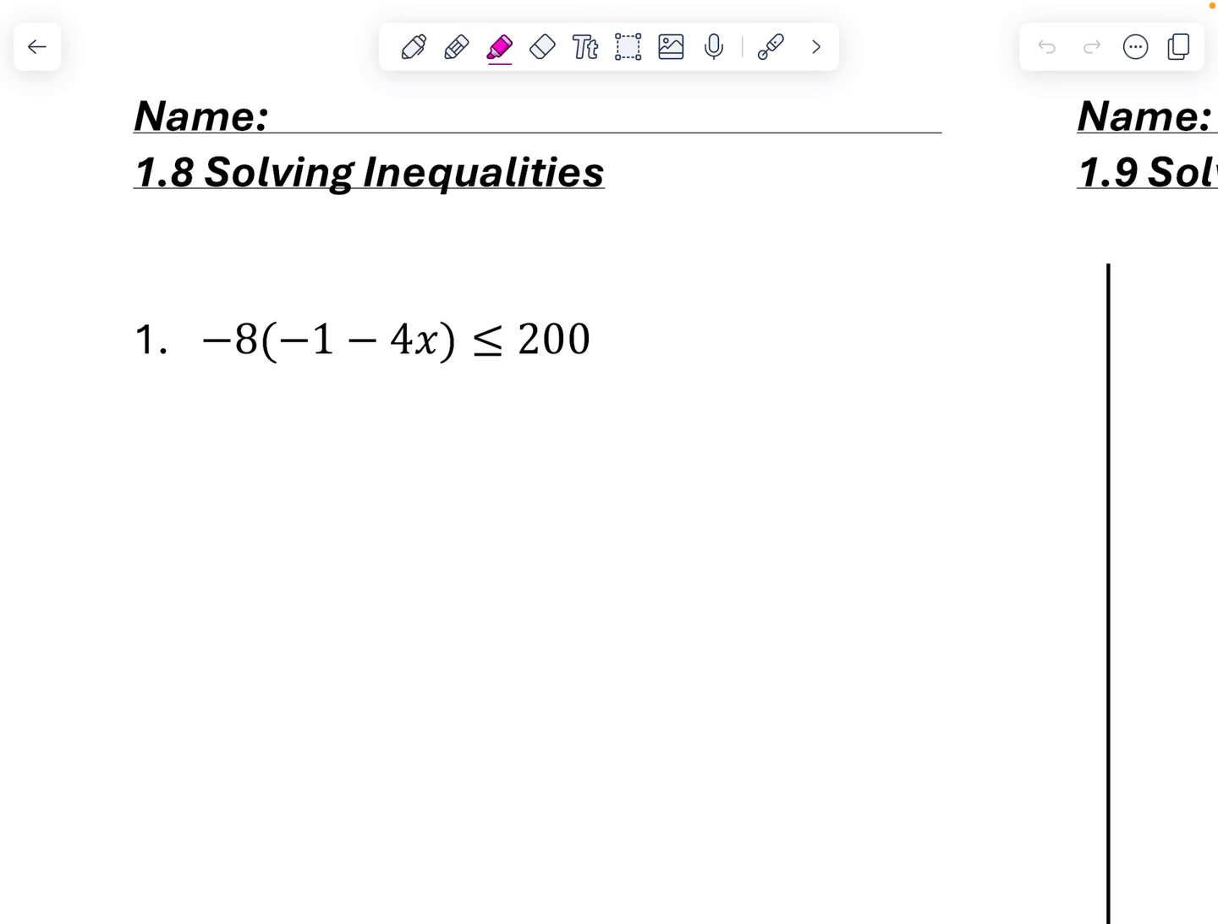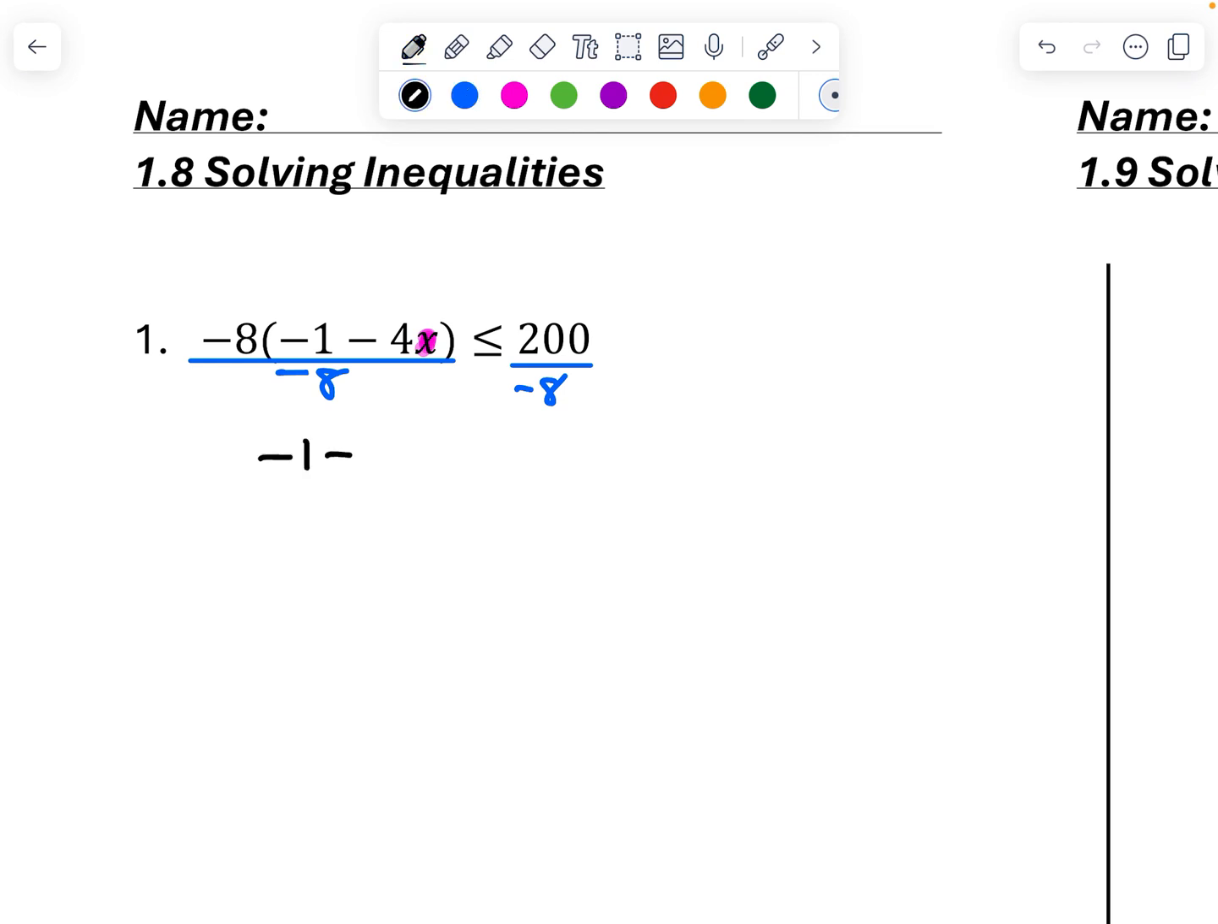So we always look to see where x is, and x is right here. So we want to get that x all by itself. So the first thing I would do is a lot of people would distribute the -8, and you are absolutely welcome to distribute the -8, but I happen to know that 200 is divisible by 8, so I would rather divide by -8. That's going to give me -1 minus 4x is less than or equal to, and 8, I think that's a -25.